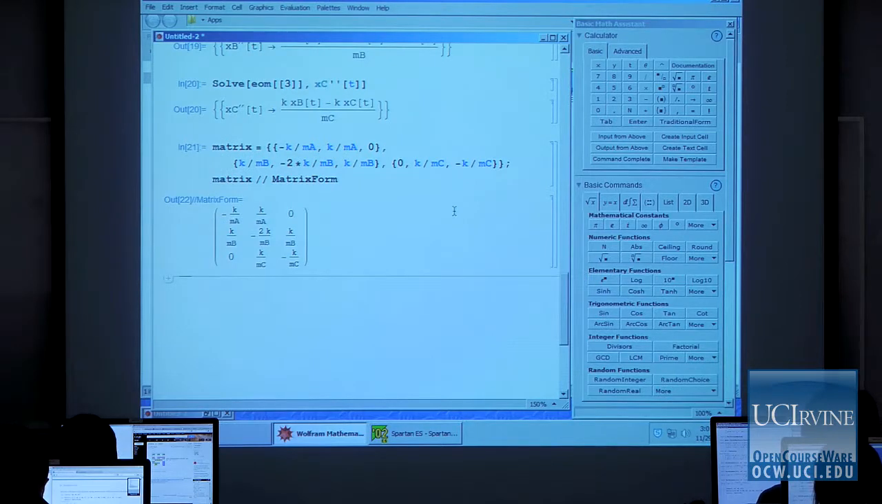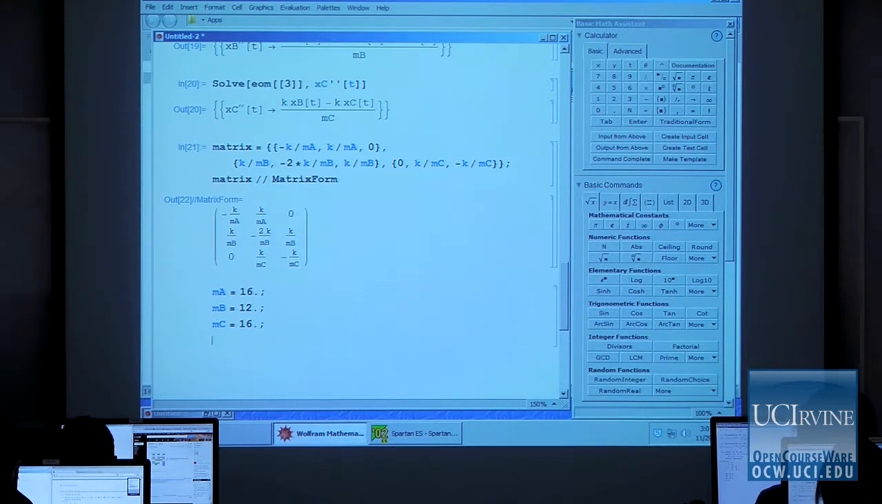Does that look right? Looks good. Okay. Now let's plug in some numbers. So for the masses, I'm going to use atomic mass units. So Ma, an oxygen, is equal to 16. B is a carbon, so that's 12. And then C is an oxygen, so that's 16.